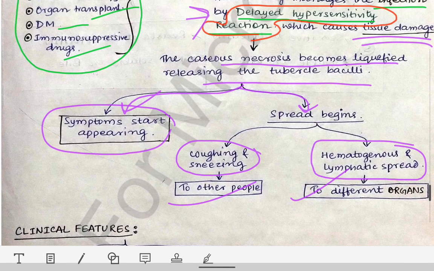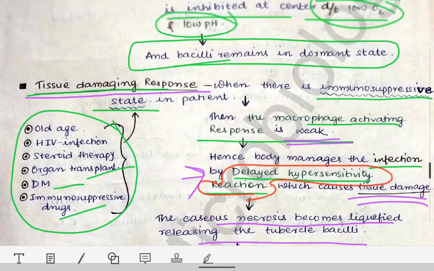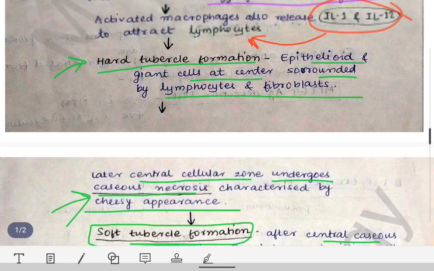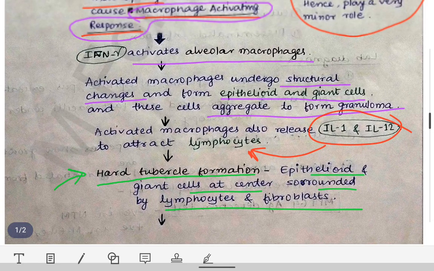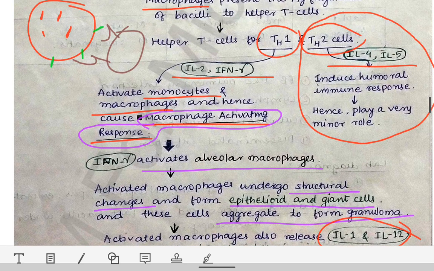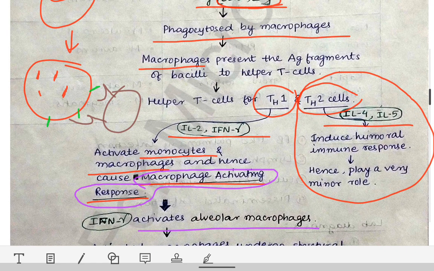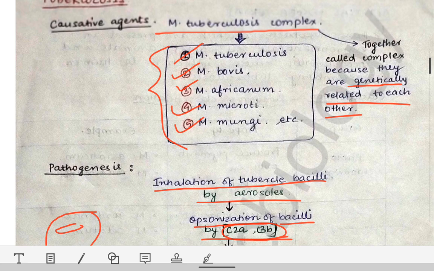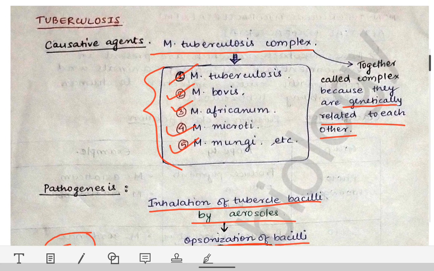So you should remember the pathogenesis very well, because that is a very important question both in pathology as well as in microbiology, and I have described it in a very lucid way. It cannot be simpler than this. So that's all for the first part of tuberculosis. Next we'll talk about tuberculosis diagnosis, and later on we'll talk about non-tuberculous mycobacterium, NTM. So that's all for tuberculosis.